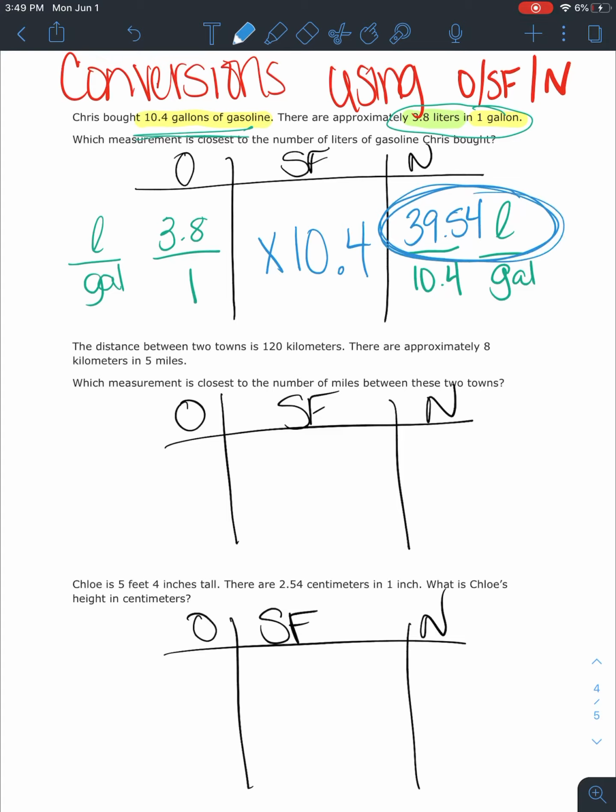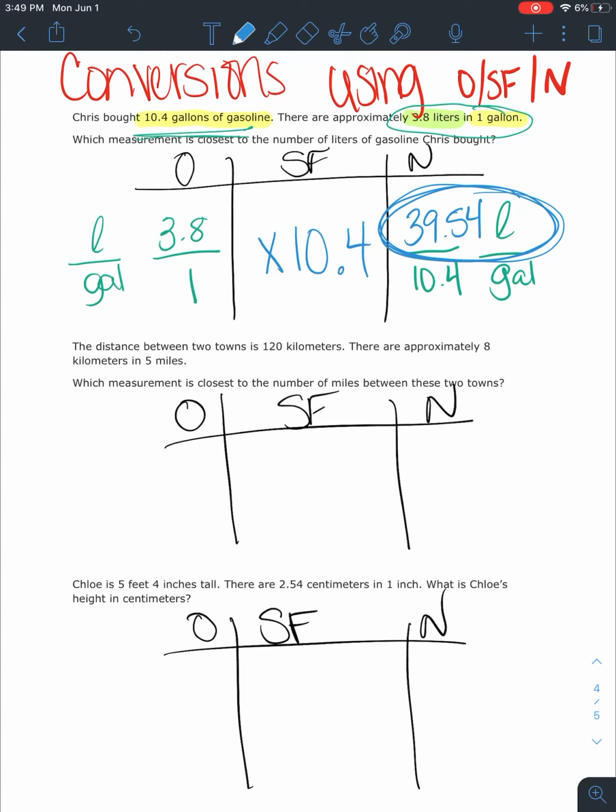All right, so let's look at the next one. The distance between two towns is 120 kilometers. There are approximately 8 kilometers in 5 miles. You see how that second sentence has both units? So that is going to be our rate right there. That is our ratio. For every 8 kilometers, it's equivalent to 5 miles.